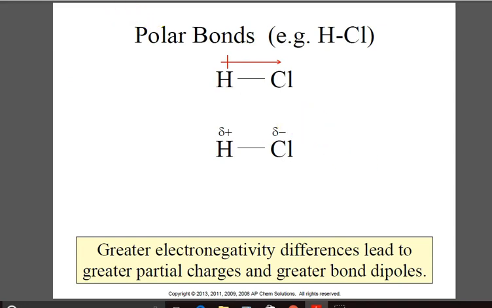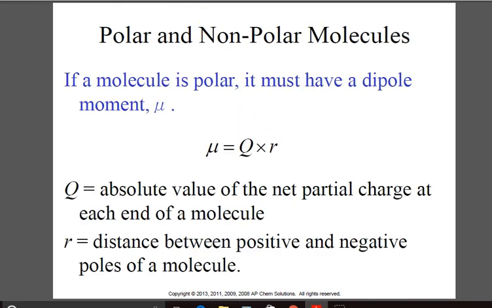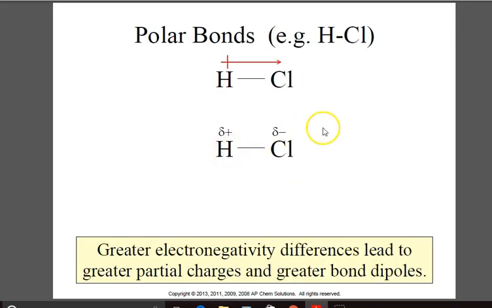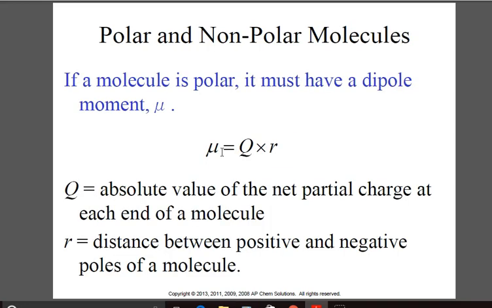Okay, so if we look back, we would talk about the value of this partial charge here and here, and those would be Q. And it's the absolute value of those, and they should be equal, of course. So the absolute value of the partial charge is Q, and then R is the distance between the positive and the negative poles of the molecule. So again, if we look back, R would be the distance between this H and the Cl in a very simple example. And we'll look at some more complex molecules. You will not be required to calculate dipole moment.